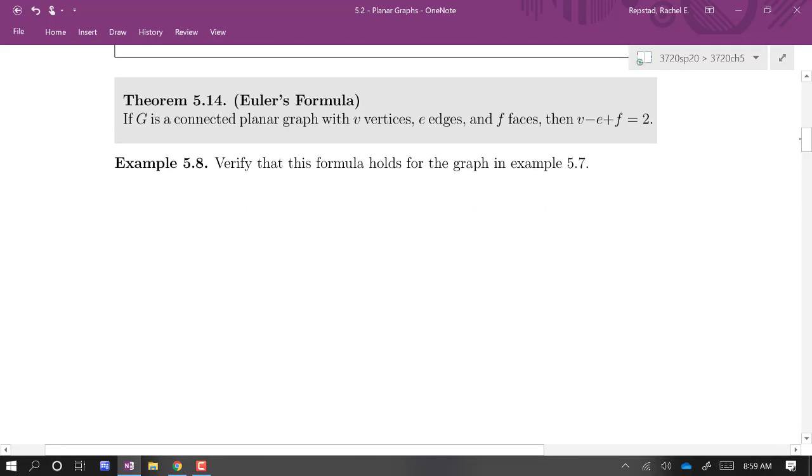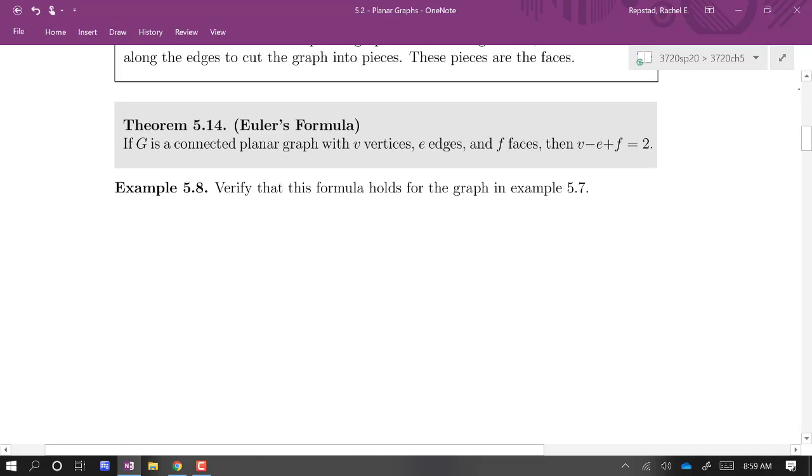Euler's formula of a graph. Euler has a role in really all areas of mathematics. So Euler's formula in graph theory says that if we have a connected planar graph that has V vertices, E edges, and F faces, then it is always the case that V minus E plus F is equal to 2.